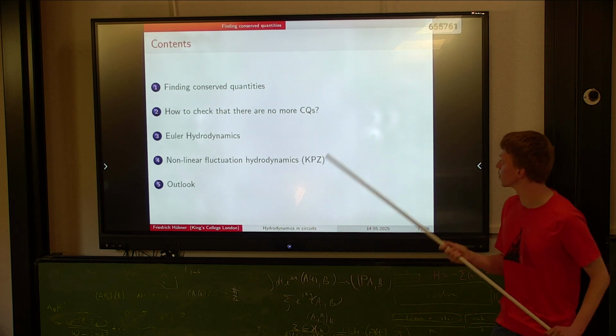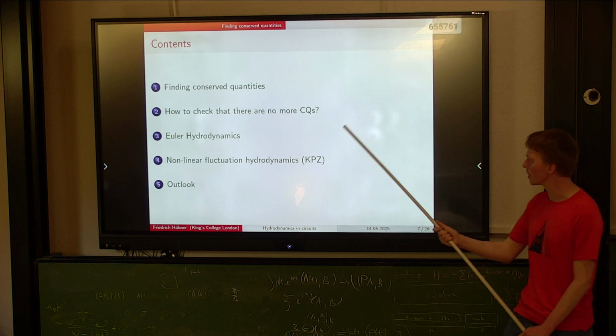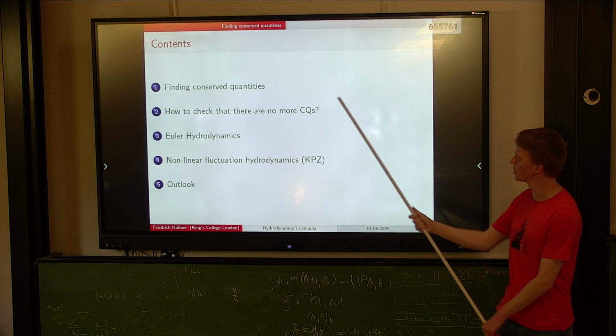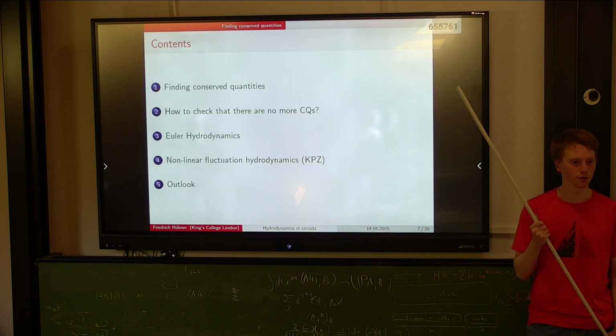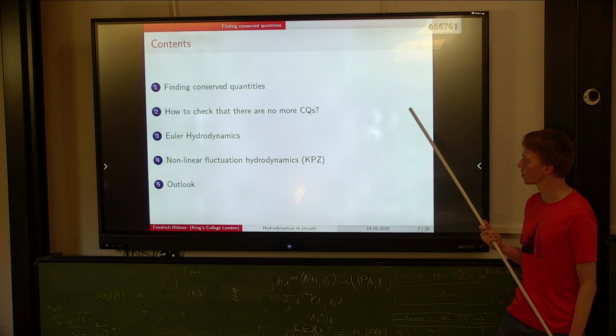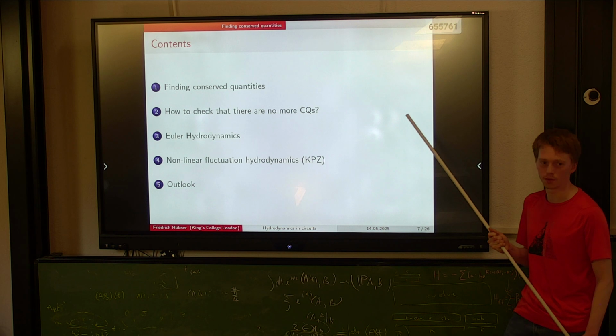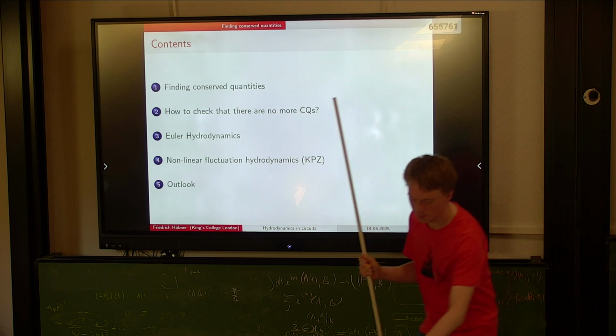And this is the first thing I'm going to tell you: how to find conserved quantities in these circuits. Then the next step will be we will find some of them, and then we want to check that there are no more conserved quantities. And once we have these two things, we can then really write down the Euler hydrodynamic equations. And then as the last step, I will tell you a bit about nonlinear fluctuating hydrodynamics.